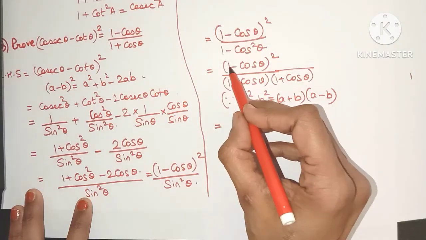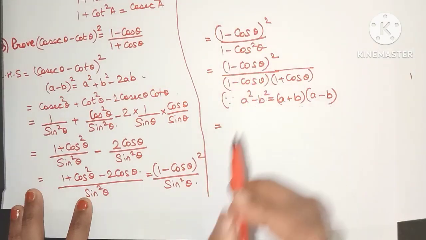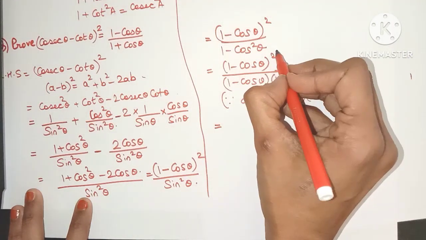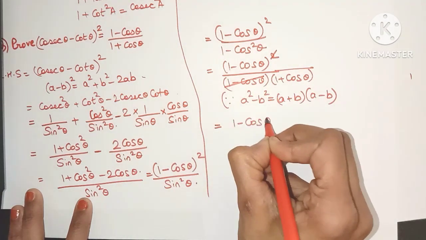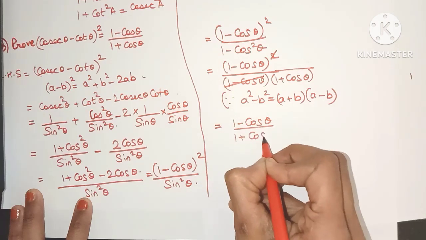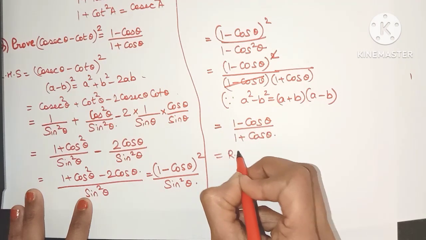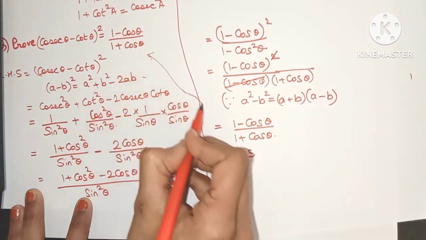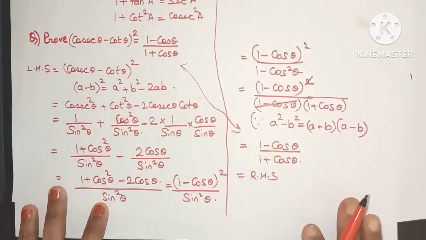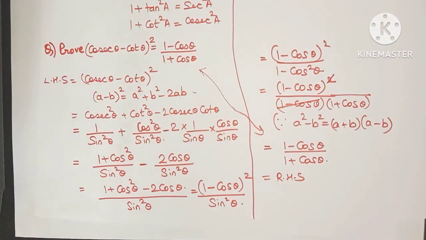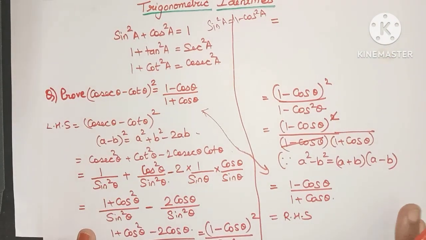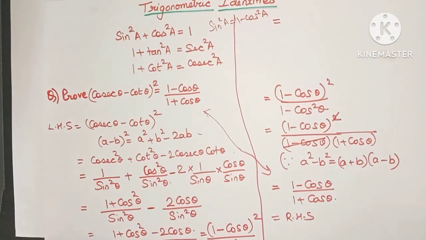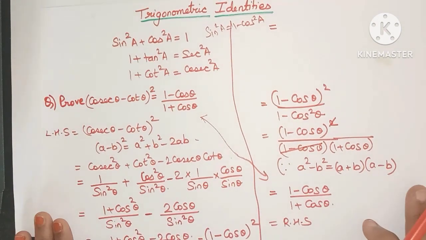Okay. Now this 1 minus cos theta is common. So I can cancel one such term. So what remains is 1 minus cos theta by 1 plus cos theta, which is equal to my right hand side. See friends, they both are the same. So this is how you can prove that questions where some of the trigonometric identities will be involved. So friends, with this we are ending the explanation for the trigonometric chapter.